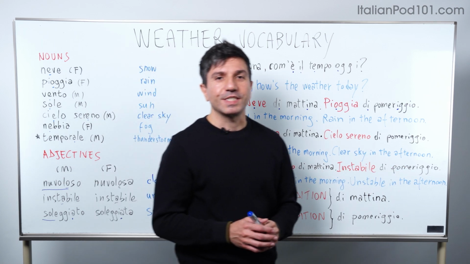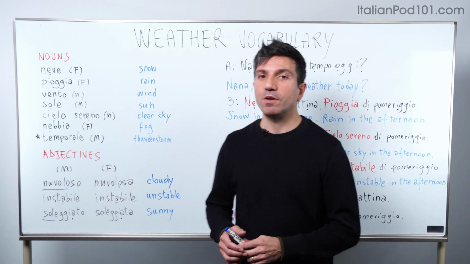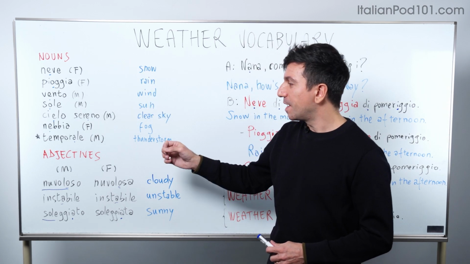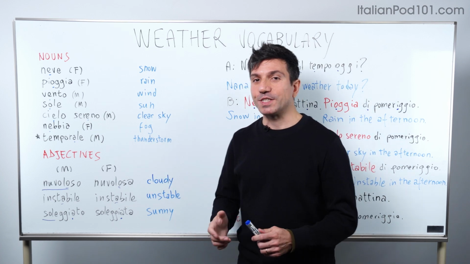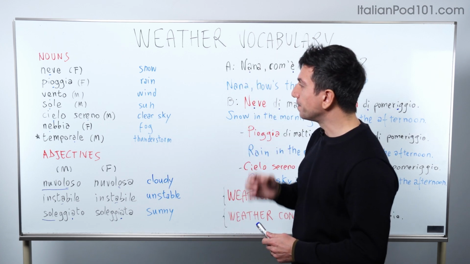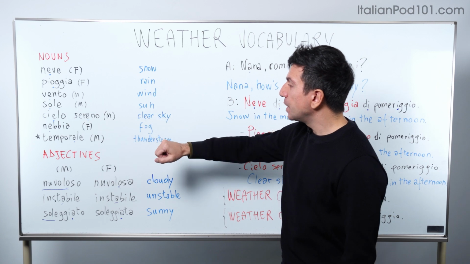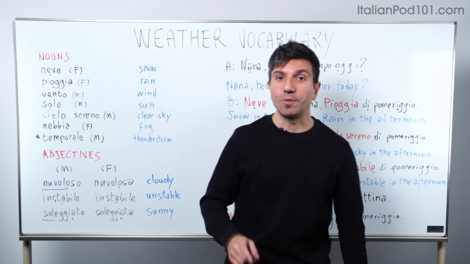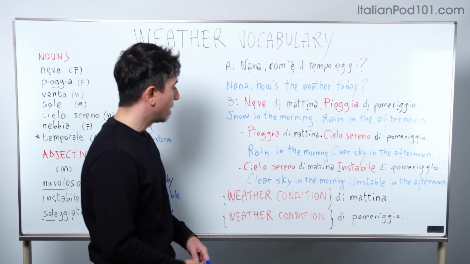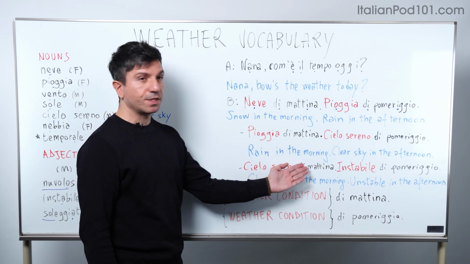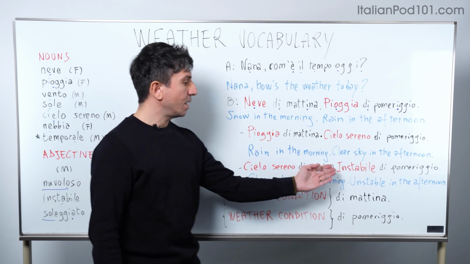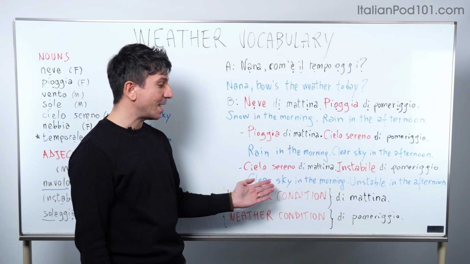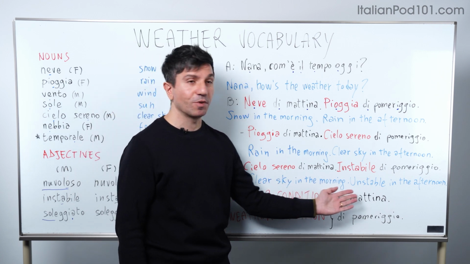Or let's make another example, but this time not using only nouns. I want to use adjectives. For example, cielo sereno and instabile. So, in this case, the example is cielo sereno di mattina, instabile di pomeriggio. Clear sky in the morning, unstable in the afternoon.